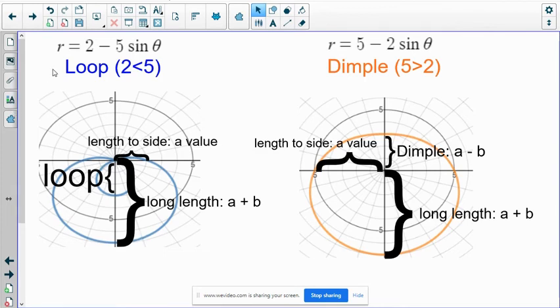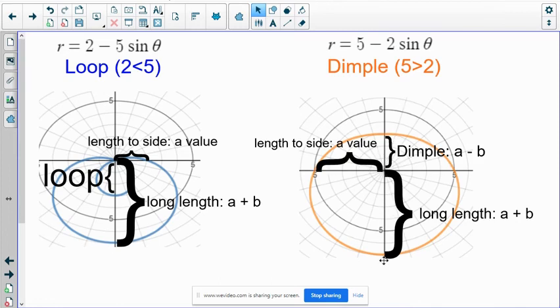Okay, so a loop is going to have the smaller number first. The length to the side is going to be this a. The length of the loop, you're going to subtract them. And the length of the long side is going to be a plus b. Okay, so notice I have a 2 minus 5, and then I have a 5 minus 2. Same thing, except now this one has a dimple. So the long side is going to be 5 and 2 is 7. The dimple is going to be 5 minus 2, which is 3. And the length to the side is both 5.